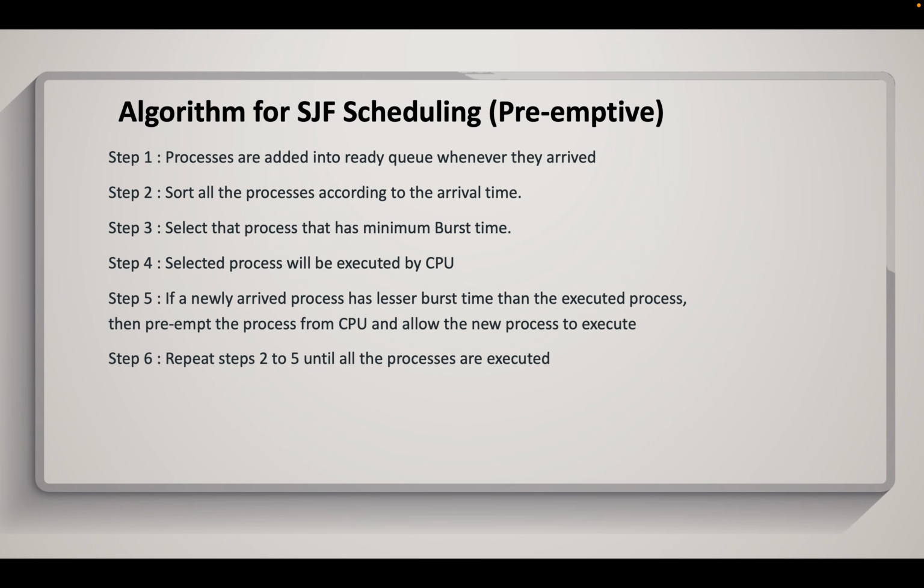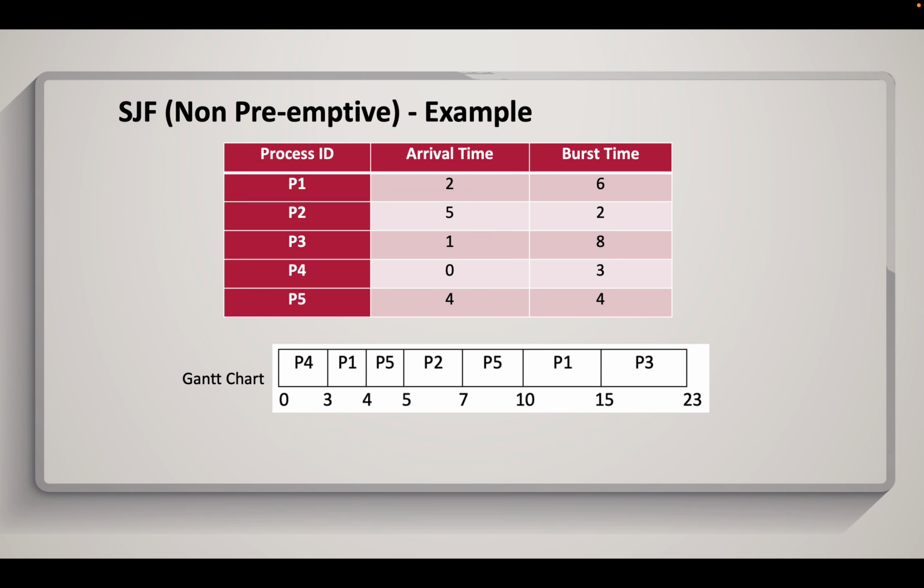Okay. In case of preemptive SJF, what happens? Here you see, at time 3, P4 completes its operation. At time 4, P5 comes. P1 gets the CPU, whose burst time is 6. But at time 4, P5 comes, which is smaller than P1. P1 is 6, P5 is 4. So P5 is smaller than P1. So what happened? P5 preempts P1 and P5 gets the CPU. That's why it is called preemptive SJF.